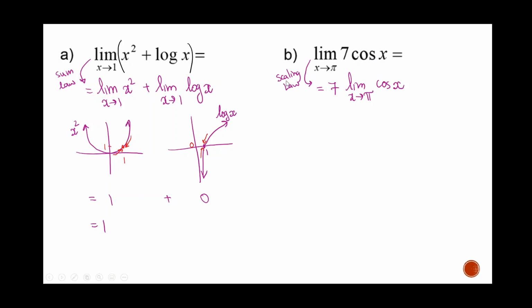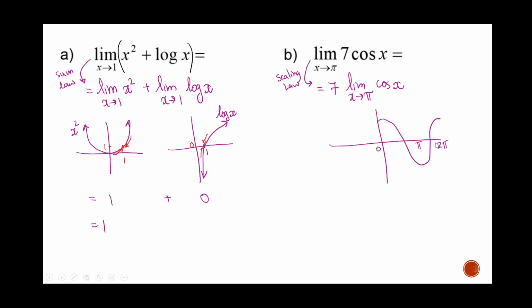Next question, we have a constant multiplied by a function. So this is the scaling law, that we're just stretching out the cosine function vertically by 7. So we can imagine that this 7 is not part of the variable x, so it could be pulled out of the limit. And then we could just draw the function cosine x.